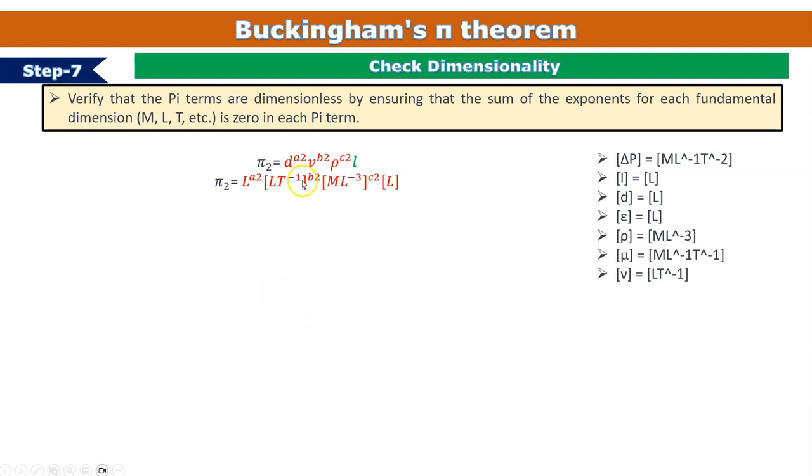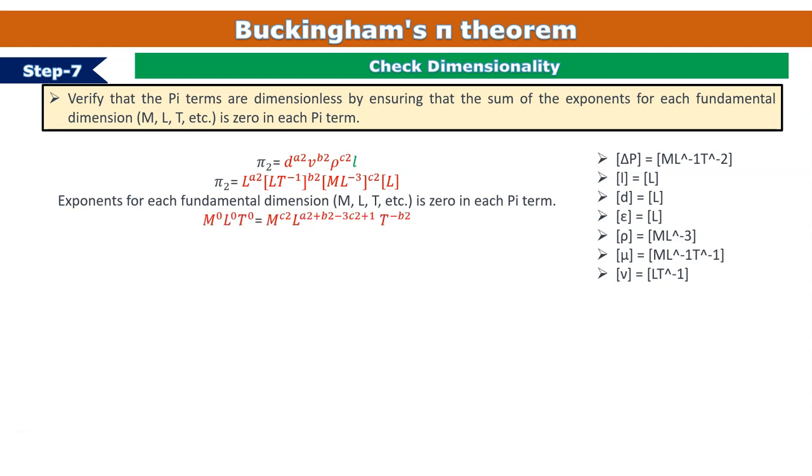So that is L to the power a2, L t to the power minus 1 to the power b2, m L to the power minus 3 to the power c2, and L. Now we know that the exponent for each fundamental dimension is 0 in each pi term, because pi 2 is a dimensionless number. So from here we can write m to the power 0, L to the power 0 and t to the power 0. Now we have to equate all these exponents.